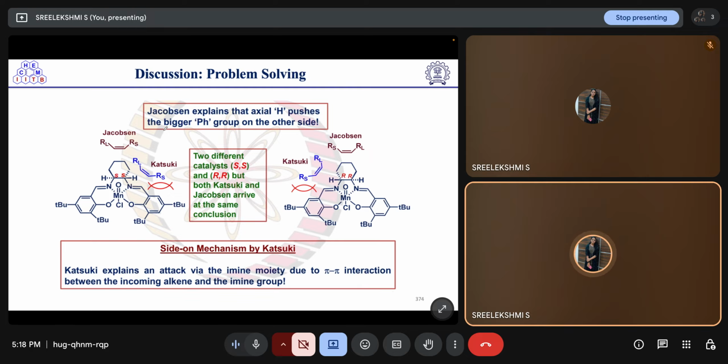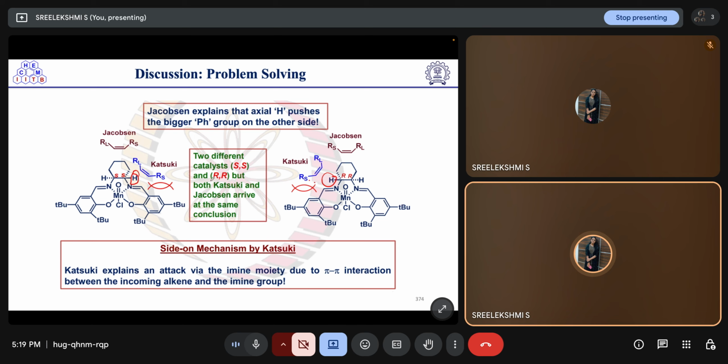Now, from another perspective, Jacobsen explains it this way: the axial hydrogen pushes the bigger phenyl group to the other side. So if the hydrogen is in the axial position, it will not favor the attack through that side. It will be attacking from the other side. That is shown here. Here this hydrogen is axial, so this side attack is not favored. Here this hydrogen is axial, so this side attack is not favored.